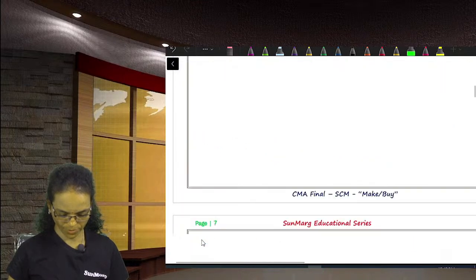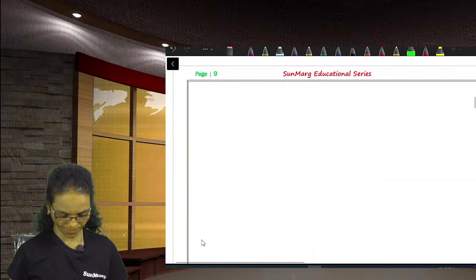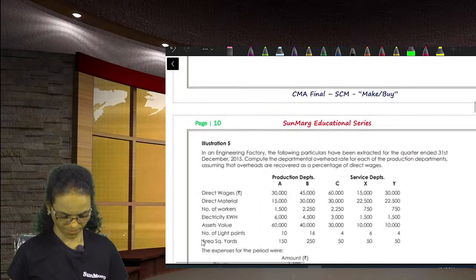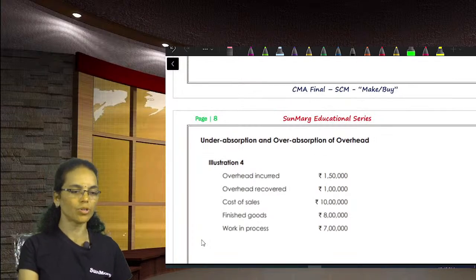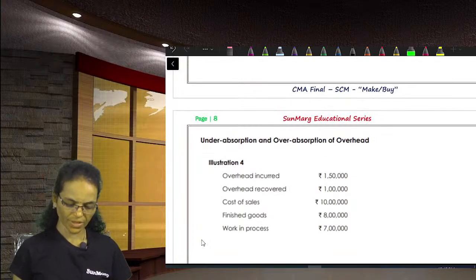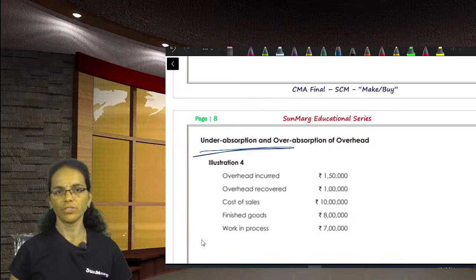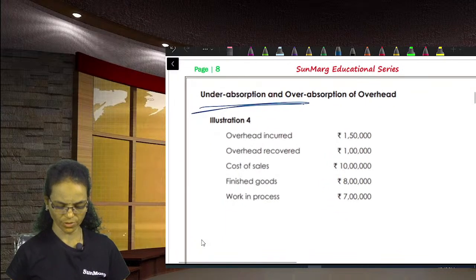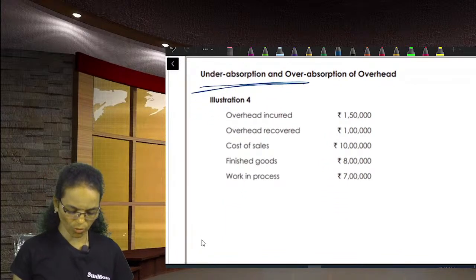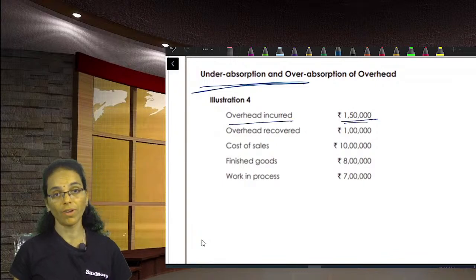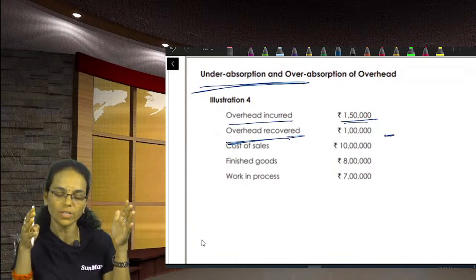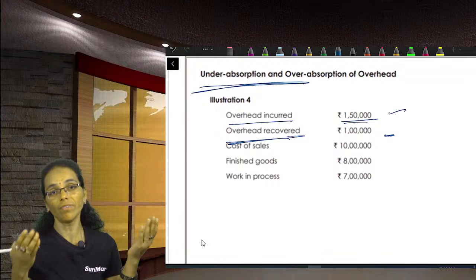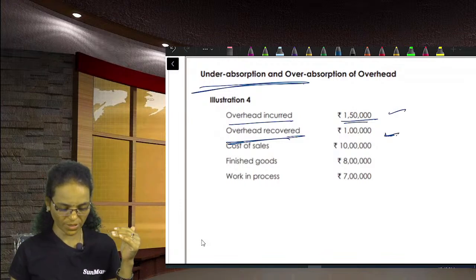Okay, we go to the next problem. Under absorption and over absorption. This can be expected for a 2 marks question. See, overheads incurred 1,50,000 but overhead recovered 1 lakh rupees. Means we have incurred expenditure towards overhead of 1,50,000 but we have recovered only 1 lakh rupees.